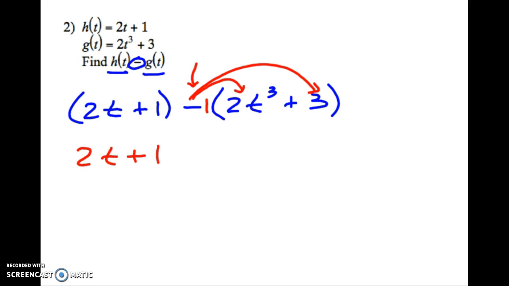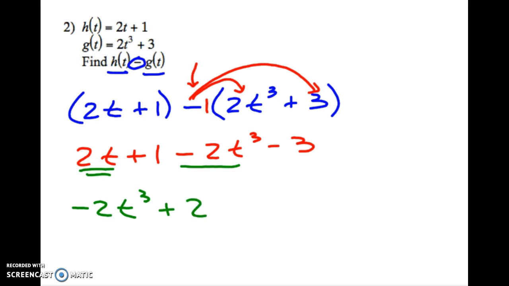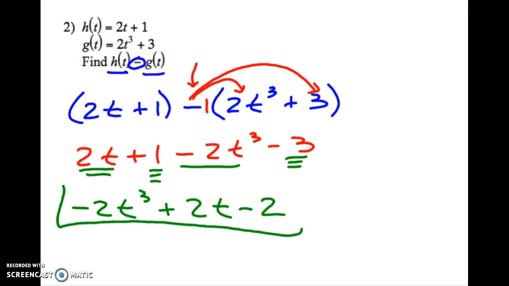So the 2t plus 1 will stay the same, but this will become a minus 2t cubed and a minus 3. Now that we've taken care of that, it's the same as the addition. We want to add like terms. So if we're going to put it in standard form, we start with the minus 2t cubed. The 2t would come next. And the plus 1 and the minus 3 will get combined to give us a minus 2. So our answer for this one should be negative 2t cubed plus 2t plus 2.